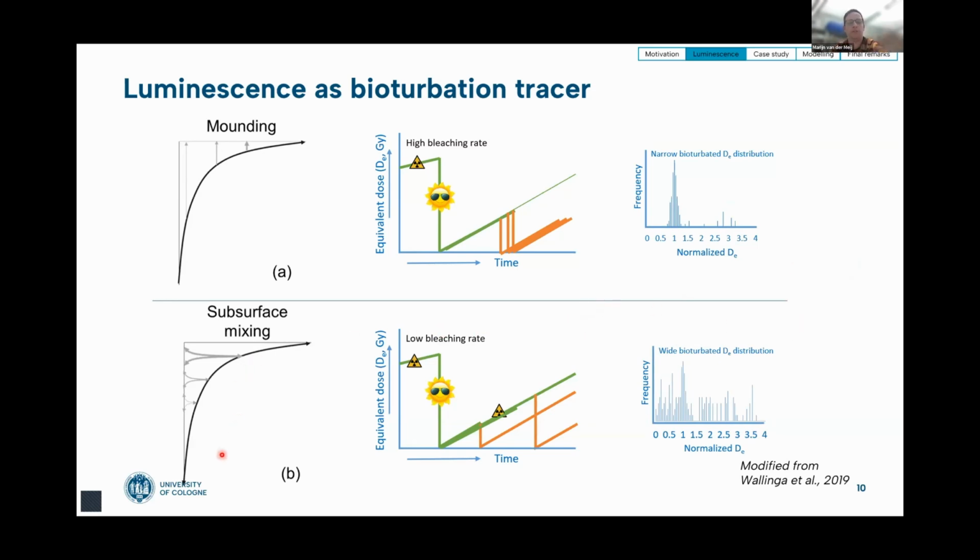For subsurface mixing it is the other way around, because then you have much less exposure to the surface, because you have much more subsurface transport and much less transport towards the surface and back into the soil. So you have much less bleaching due to bioturbation for these grains, and you end up with a much wider luminescent signal distribution, age distribution as well. These two processes both have a different effect on the way that grains are transported in the soils, and we can use the luminescent signal of these grains as a way to trace what happened to them and what type of process was responsible for their transport.